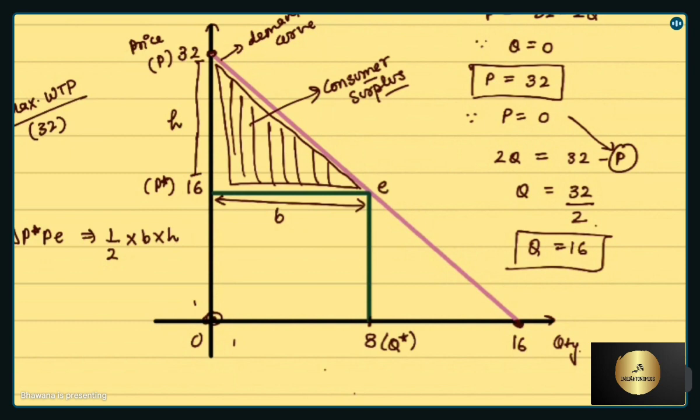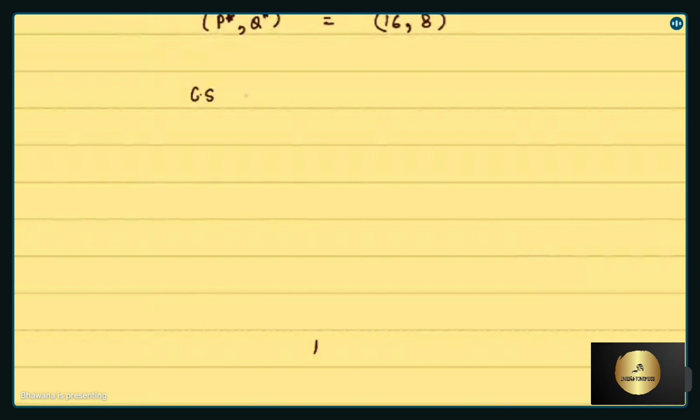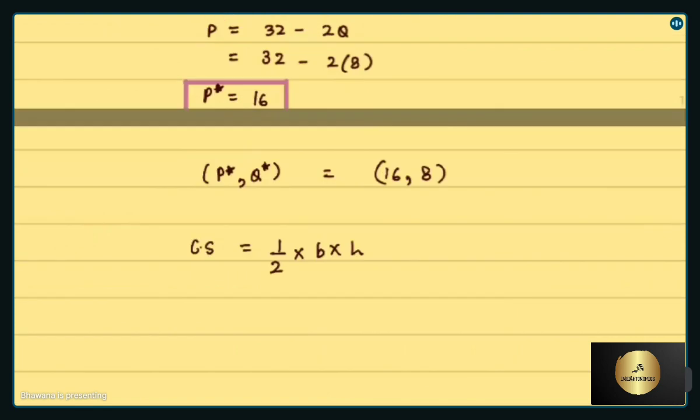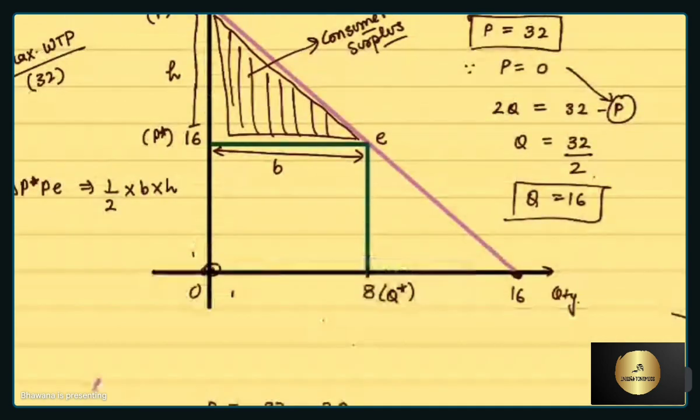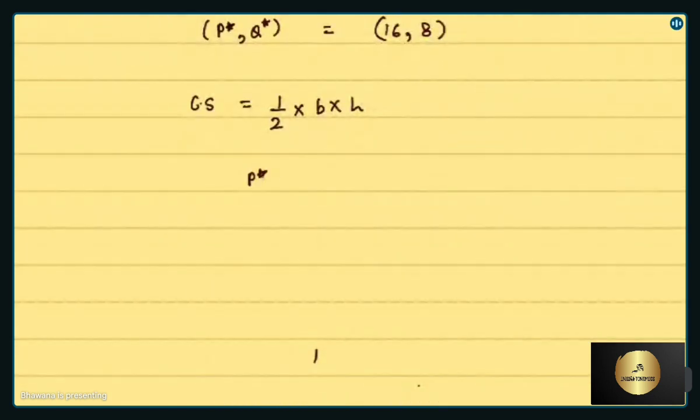So in the case of linear demand functions, it is very easy to find the consumer surplus. Consumer surplus is equal to 1 by 2 into base into height. So let's see what the value is for your base and height. You can see that your P star E is equal to your OQ star, and your OQ star is already given.